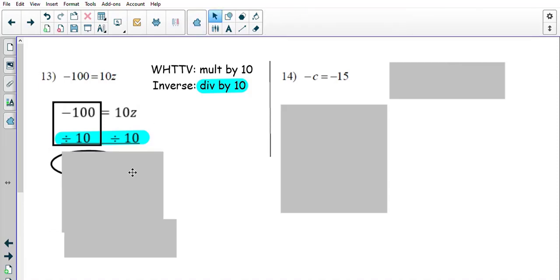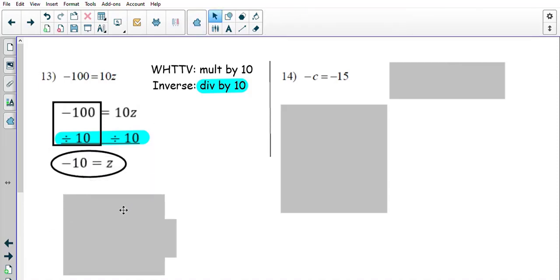Negative 100 divided by 10 is negative 10. It should be starting to get easier as we see more practice on this. And remember, this is something we'll also practice in class together. It's also something that you're going to get some practice combining with solving equations by adding and subtracting.